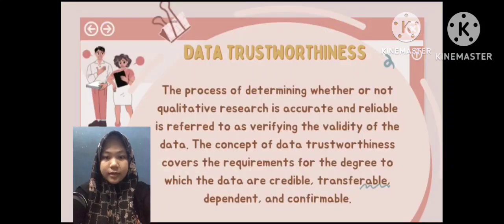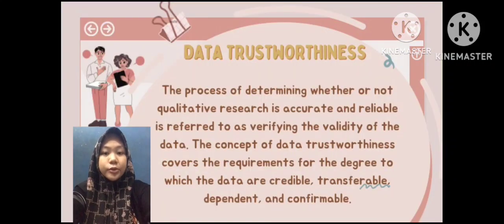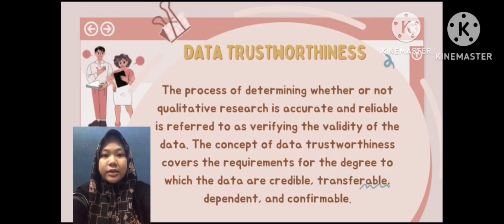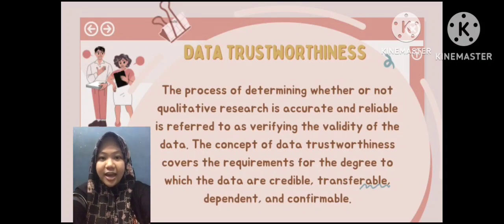Next, data trustworthiness. The process of determining whether or not qualitative research is accurate and reliable is referred to as verifying the validity of the data. The concept of data trustworthiness covers the requirements for the degree to which the data are credible, transferable, dependable, and confirmable. Okay, I think that's all.